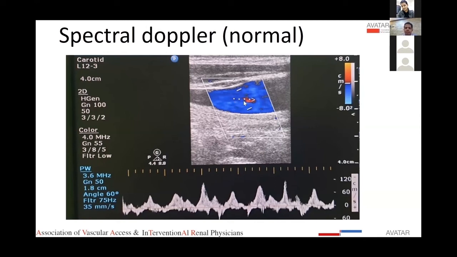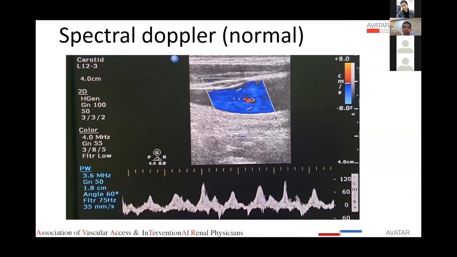So the blood within these two lines is being sampled, and then we have to adjust for what is called the Doppler angle. This line should generally be parallel to the line of the blood flow, and as you can see, the angle is 60 degrees. The Doppler shift or the Doppler effect is proportional to the cosine of the angle of insonation. That is the angle between the beam and the blood flow.